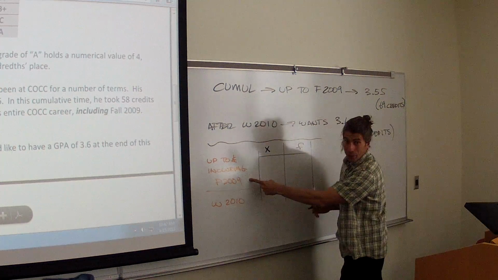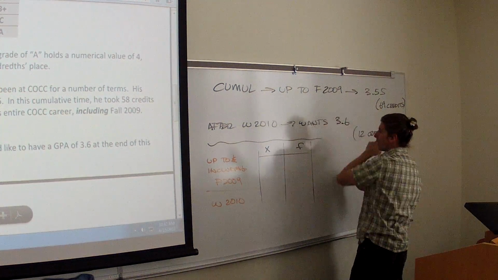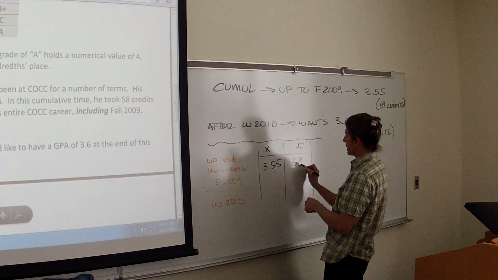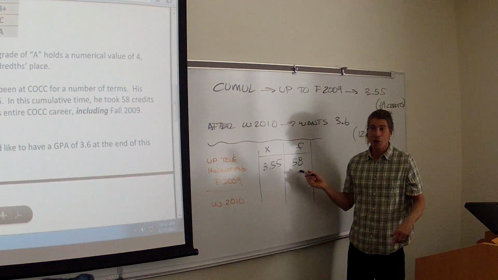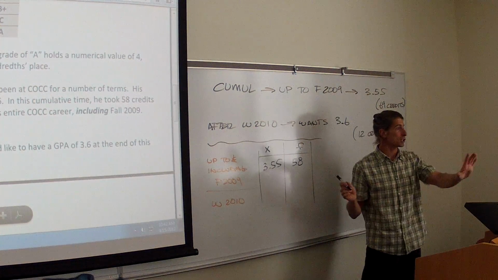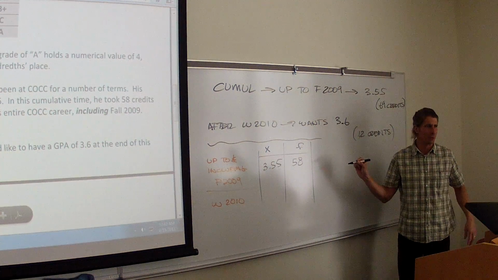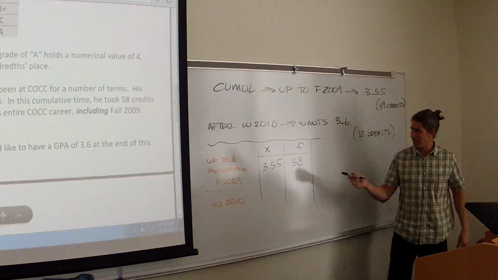So up to and including fall 2009, we know this student had a GPA of 3.55 over 58 credits. So essentially, you have to count that 3.55 58 times for those credits. We'll come back to that momentarily, because that might not seem sensible. Some of you might say, what the hell? He didn't have a 3.55 58 times.